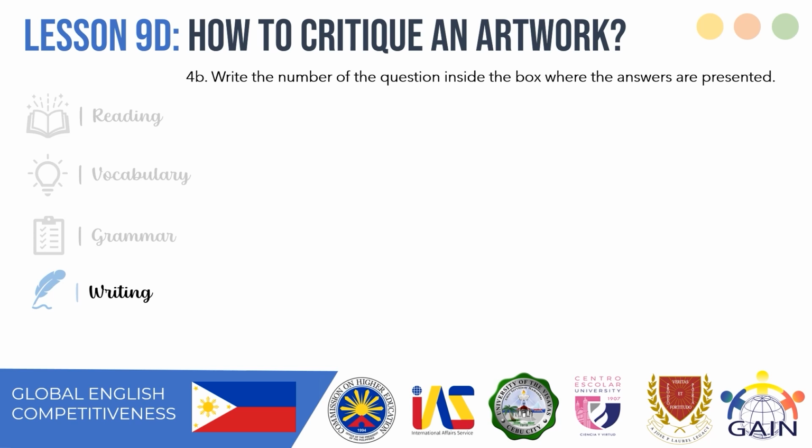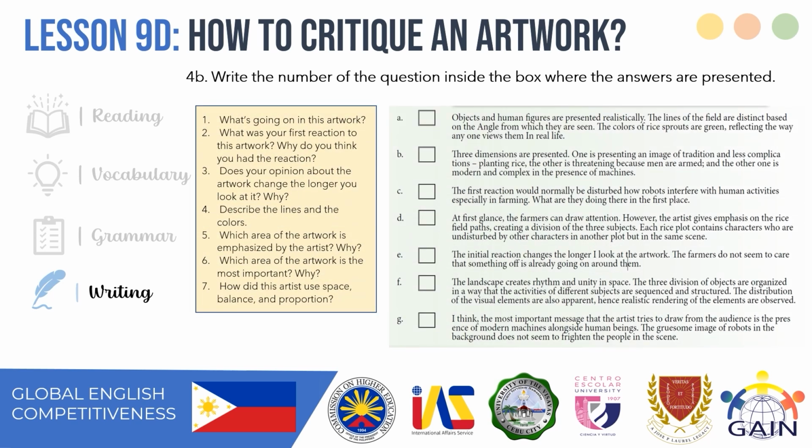All right, for this activity, write the number of the question inside the box where the answers are presented. For example, in number 1, what's going on in this artwork? The correct answer here is letter B. Hence, we write number 1 near letter B. Now pause the video and answer items number 2 to 7. Here are the correct answers.